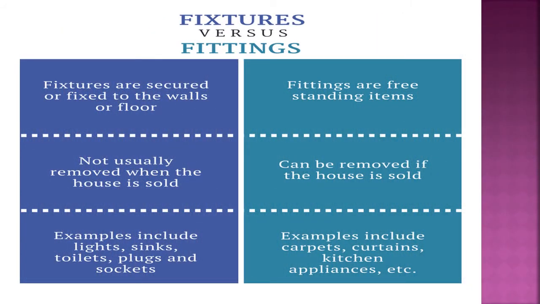Now let's see fixtures versus fitting. Fixtures are screwed or fixed to the wall or floor. Fittings are freestanding items. Fixtures are not usually removed when the house is sold. Fittings can be removed if the house or that area or organization is sold. Examples of fixtures are light, sink, toilets, plugs and socket. Fittings examples include carpet, curtain, kitchen appliances, etc. that we can remove whenever we want to sell a property.